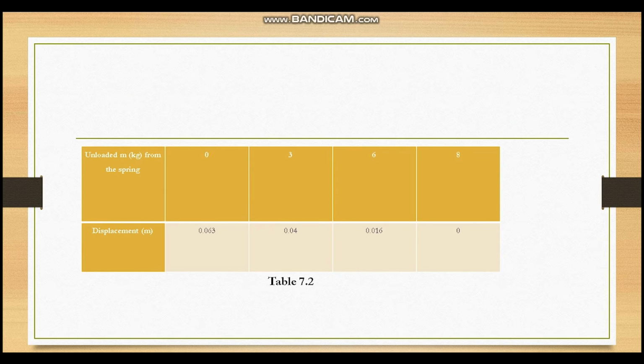So, for table 7.2, we gradually removed the 3 kilogram masses loaded from table 7.1. So, for the 0 kilogram unloaded from the spring, its displacement is 0.063 meters. For 3 kilograms, 0.04 meters, and for 6 kilograms, 0.016 meters. And lastly, for the 8 kilograms, its displacement is 0 meters.